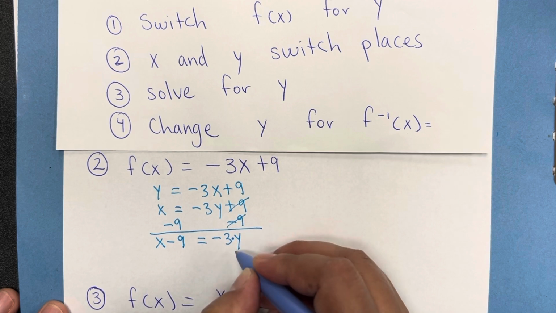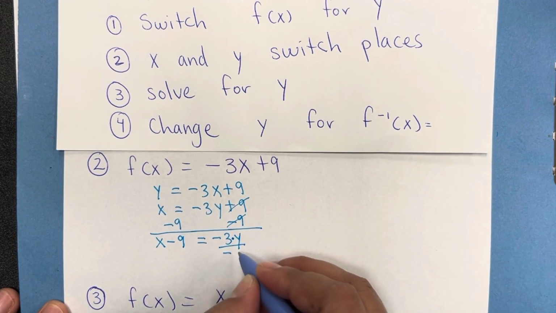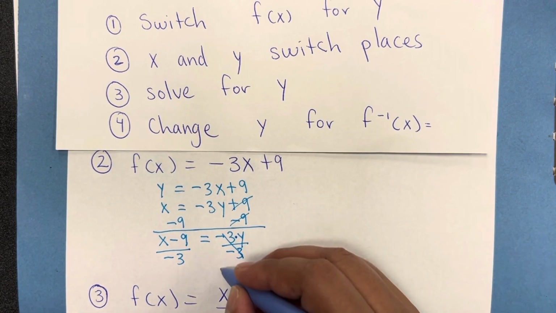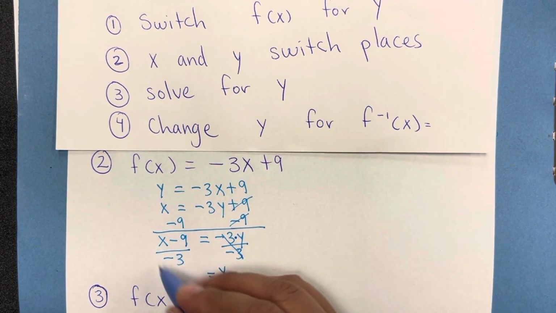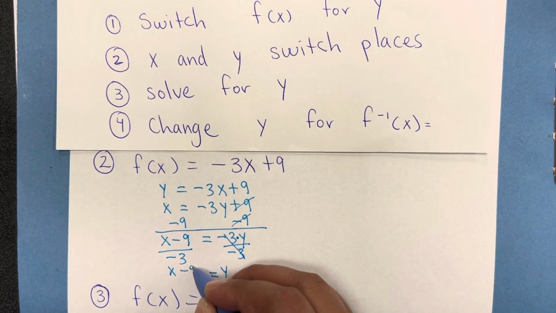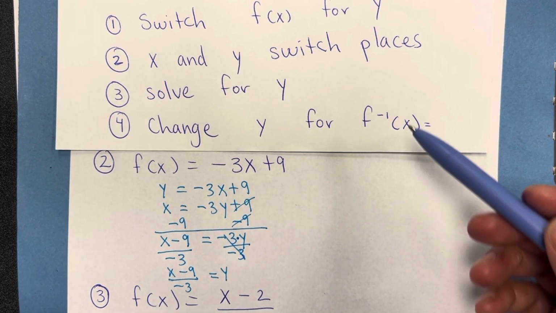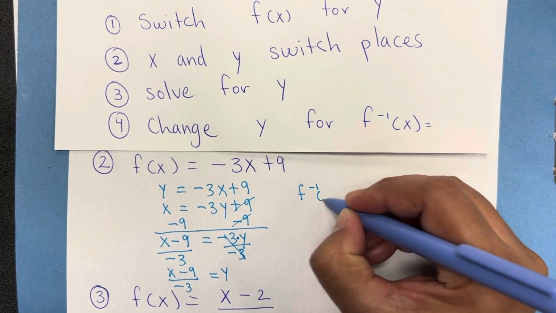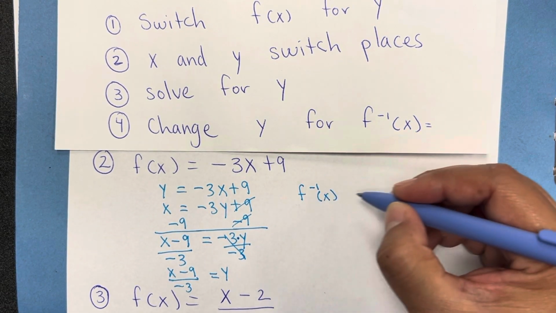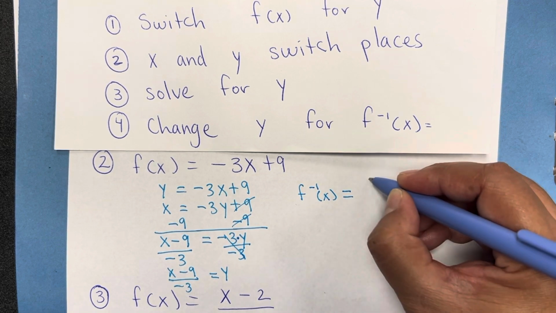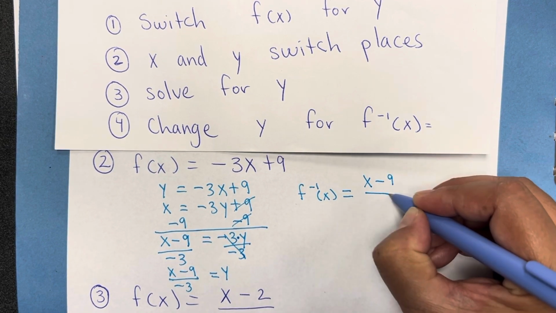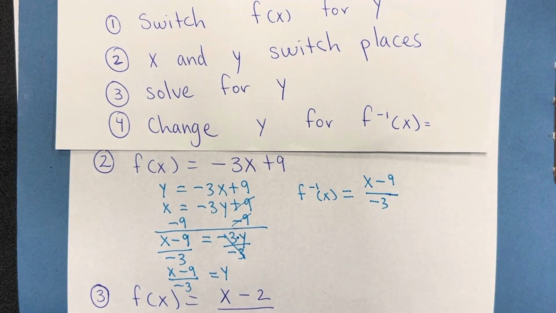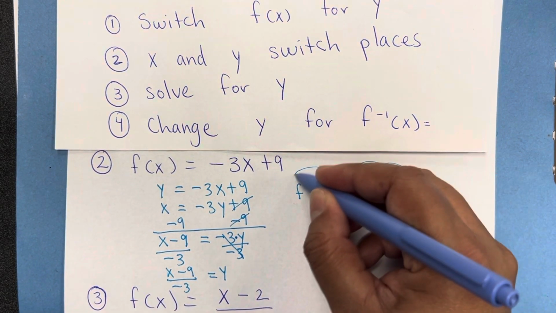The last step is to divide. If we're multiplying, we divide. Remember that in division, we take the sign. This cancels and you get y equals all of that. For the inverse function, we write f -1 of x, the inverse of the function of x, equals x minus 9 over -3. So if you are not going to graph, this is all you need to do. Okay, you can just leave it like that.